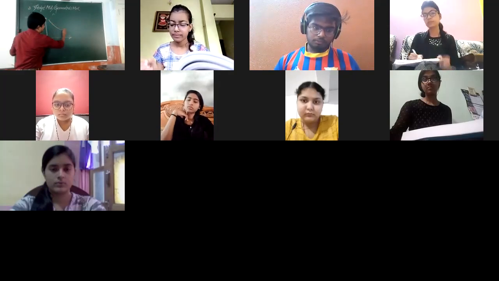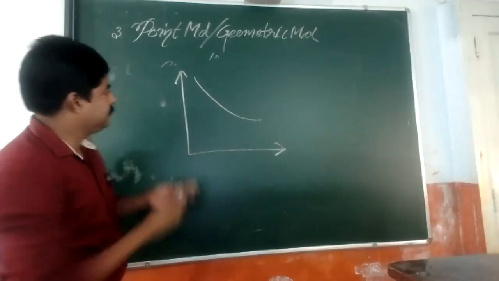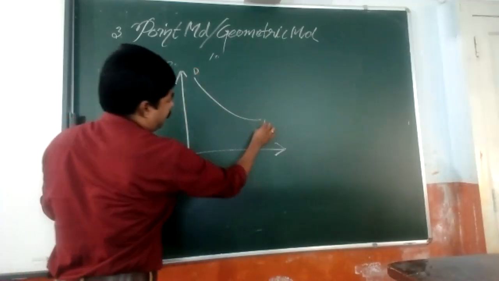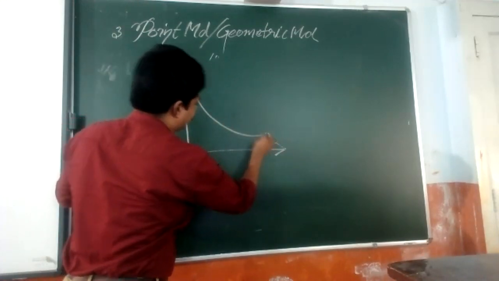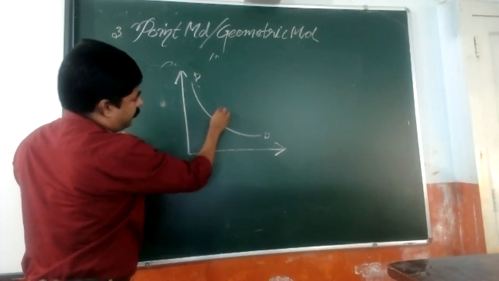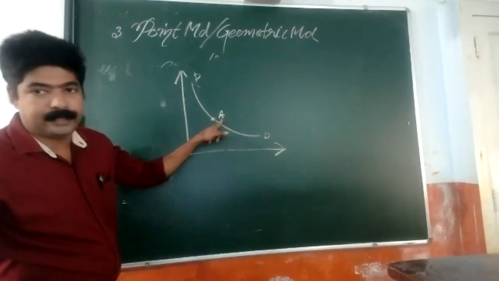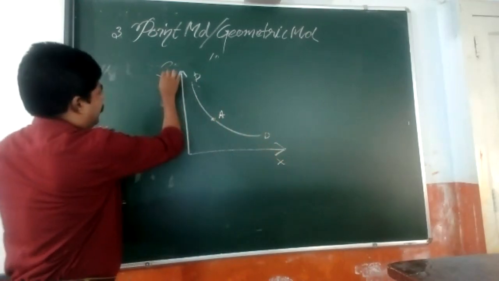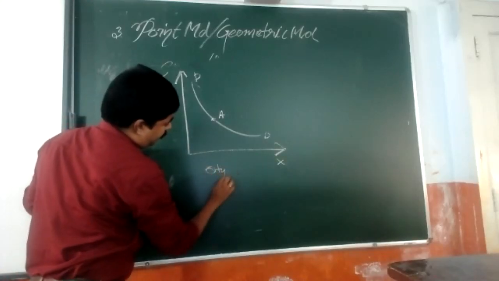This is the demand curve. Now, it is not a straight line. It is not a straight line. So the demand curve is like this, and you are asked to calculate at any point, say this is point A, you are asked to calculate this point A's price elasticity. How can we calculate it?